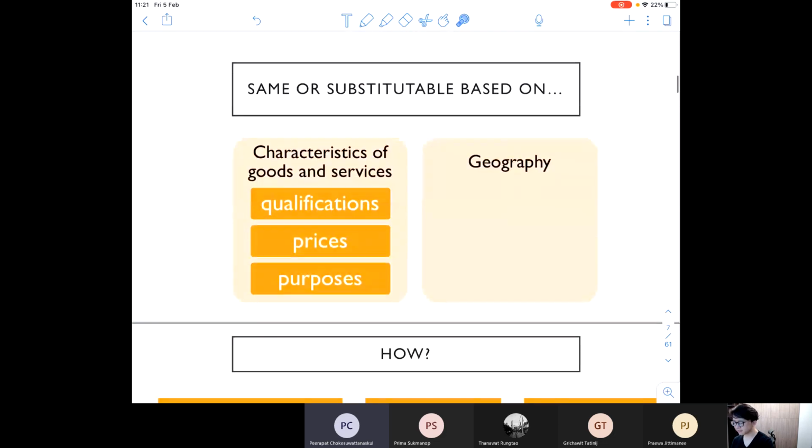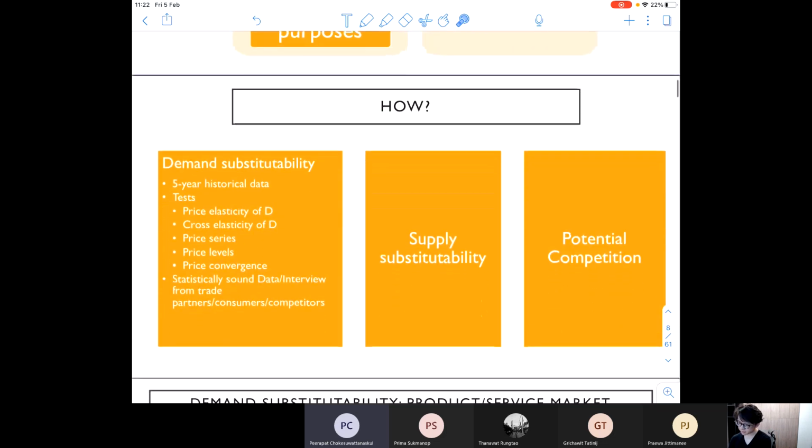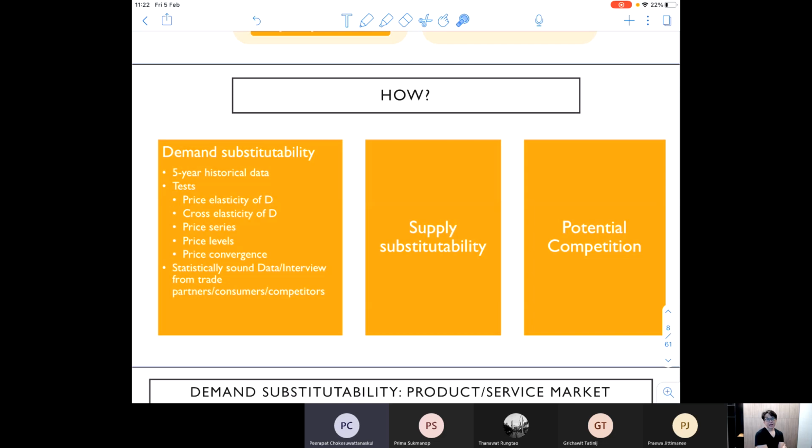This market definition is really quite fun when you work in the field. It's like, wow, find all the evidence, make an argument. Okay, this is not something that you can just claim, but you really need evidence to prove it. All right. The question is how. Well, there are 3 dimensions here, right? These are the product's substitutability, and there are 3 dimensions: the demand, the supply, and potential competition.